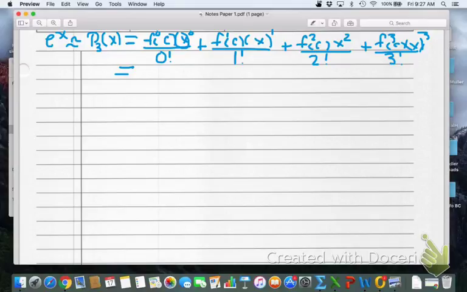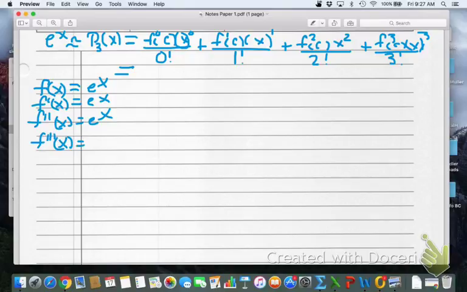Okay, so to come up with your Taylor polynomial, the first thing you need to do is take your derivatives. And then the second thing you're going to do is evaluate them at c. So our f of x is going to actually be e to the x. F prime of x is going to be e to the x. This one's easy, that's why I chose this one. F double prime of x equals e to the x. And then f, I'm going to use the little hash marks here, f triple prime of x equals e to the x.